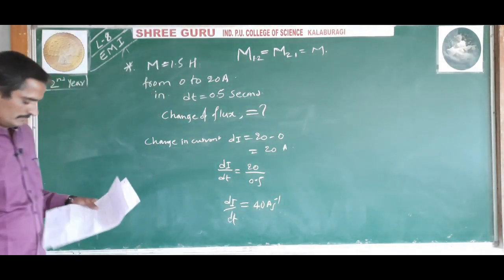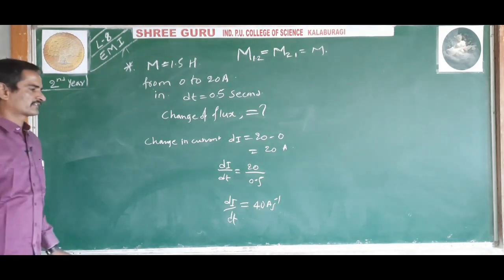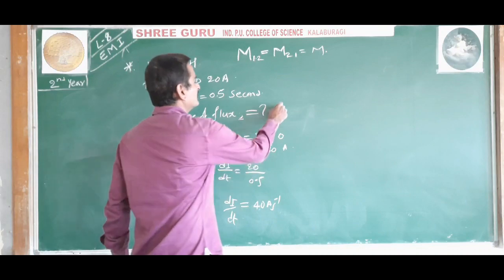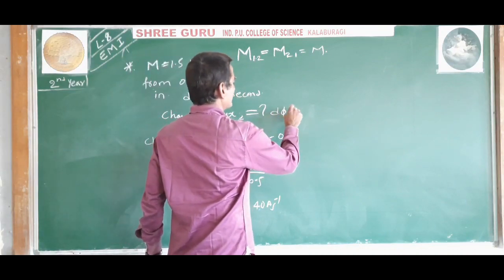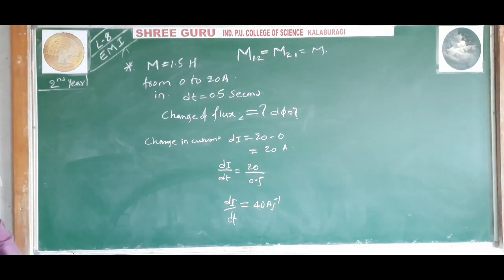So now what they are asking is, what is the change of flux linked with the other coil? That is, the question is d phi is equal to question mark. Understood? Okay, let us see.